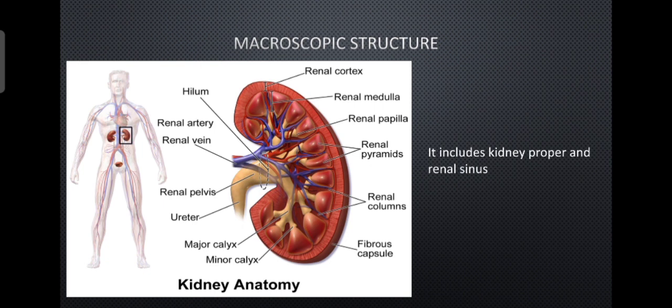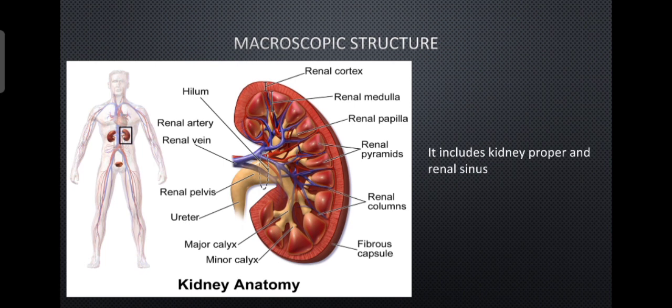Then the cortex extends into the medulla. See here, between these pyramids we can see the cortex extending into the medulla. This is called the renal columns of Bertini. We have different names, Bertini and Bellini, so be careful. Here we have the renal columns of Bertini, that is the cortex extending into the medulla between the pyramids. The renal pyramids may be 5 to 11 in number, and they are the main urine forming areas that we'll see in the microscopic structure.